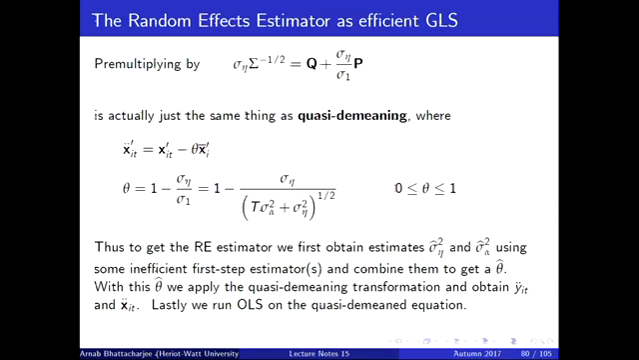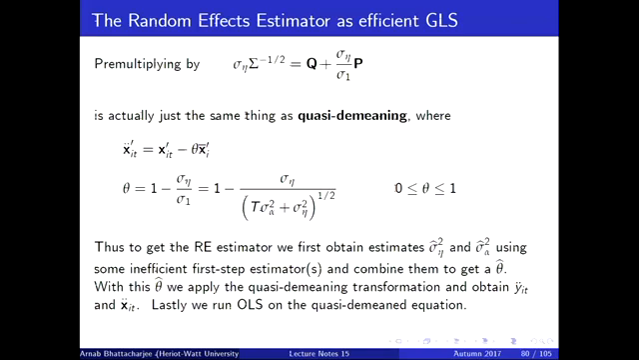So in order to get this random effects estimator, first we need to obtain estimates of this guy and this guy. How do we obtain those? By inefficient first step estimators. And then you combine them to get a theta hat. Once you have got theta hat, you plug this in here and do feasible GLS. Together, everyone?